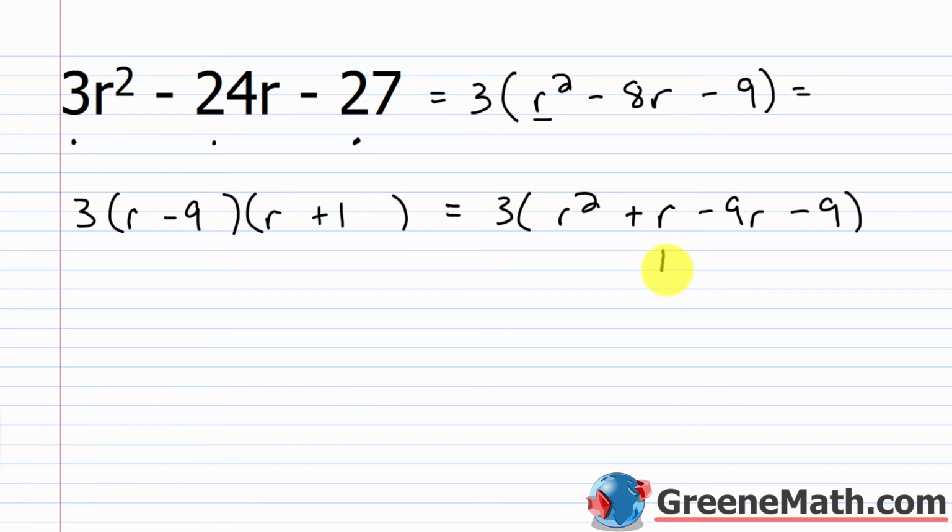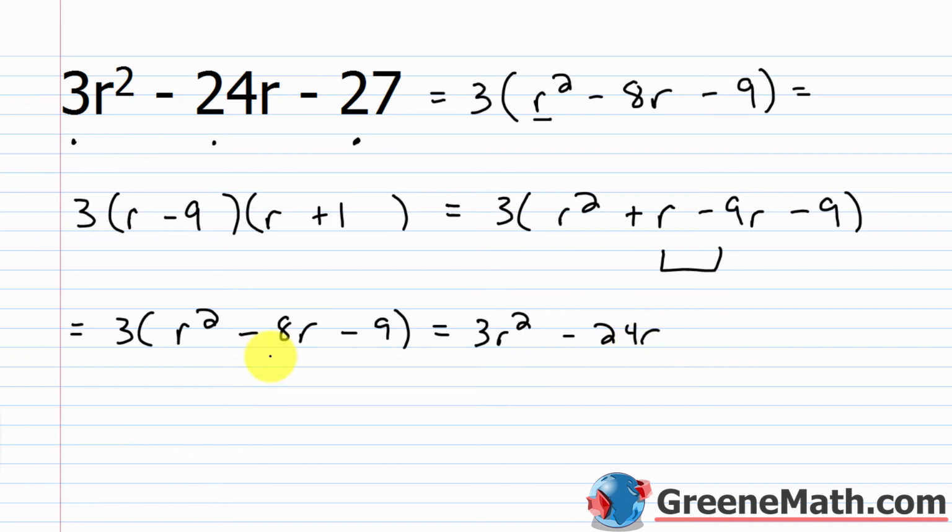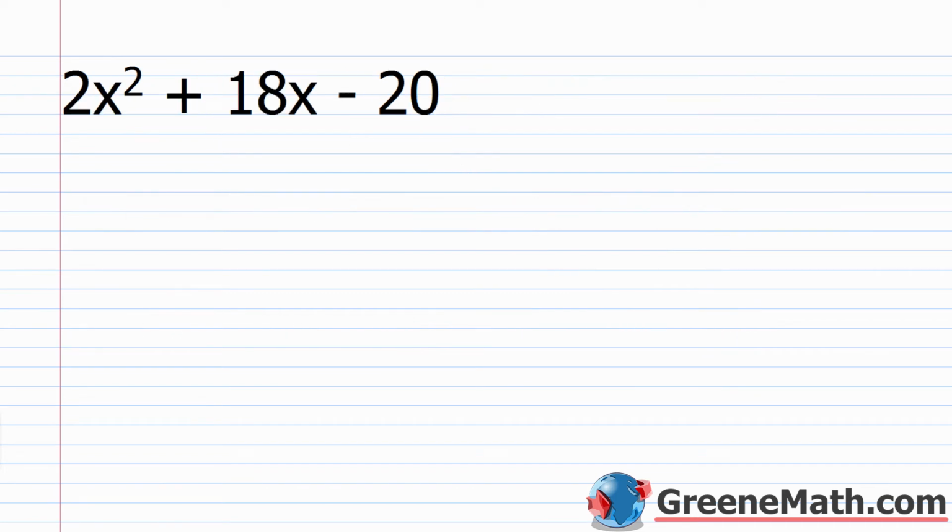If I combine like terms in the middle, I will have 3 times r squared minus 8r minus 9. And then if I continue, I just multiply 3 times r squared, that's 3r squared. 3 times negative 8r, that's negative 24r. And then 3 times negative 9 is minus 27. And again, that's exactly what we started with right there. All right, let's take a look at another one.